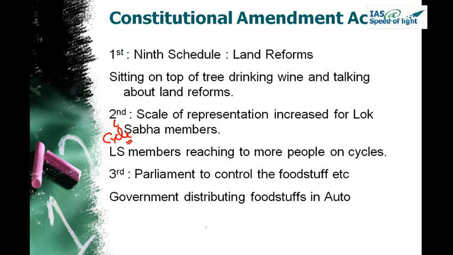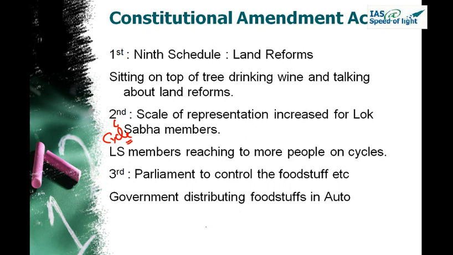So this Second Amendment Act talked about the readjustment of the scale of representation in the Lok Sabha by providing that one member could represent even more than 7,50,000 people. So the scale of representation increased for Lok Sabha members by the Second Amendment Act. And this 2 is cycle for us. Now you can see Lok Sabha members going on cycles to different distant places just to meet more people and increase their reach.